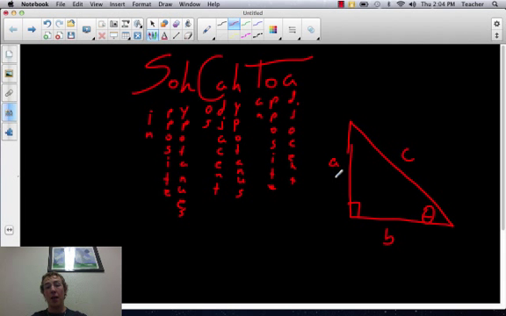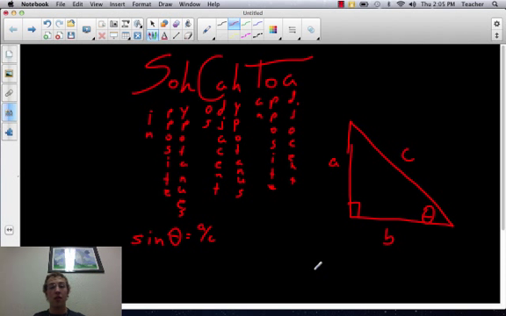Now, we're going to put the opposite over the hypotenuse. The hypotenuse is always the longest side. The longest side is always going to be opposite the right angle. So C is our longest side. It's opposite the right angle, and it's the longest side, so it's the hypotenuse. So let's say sine of theta equals A over C.